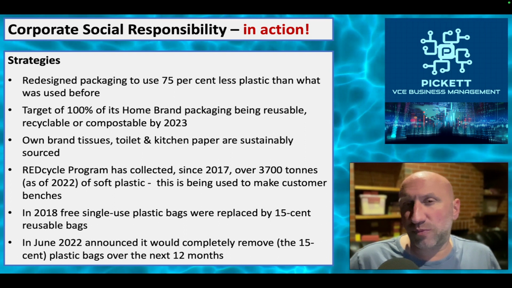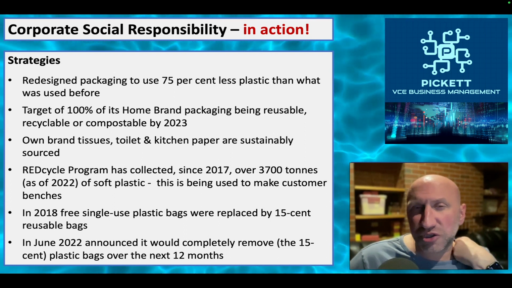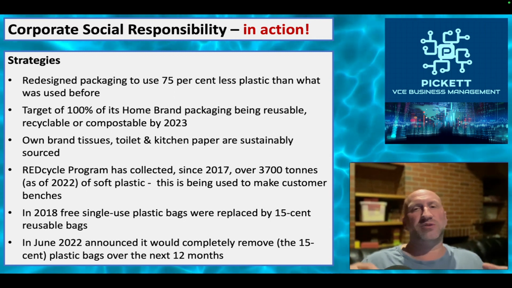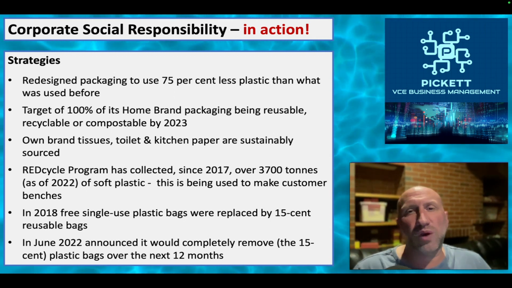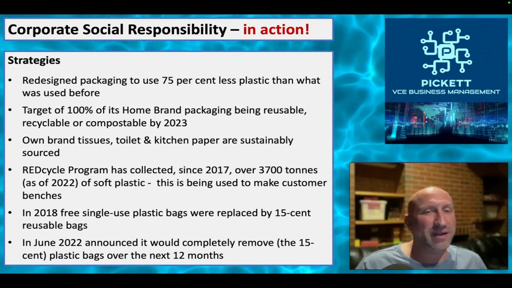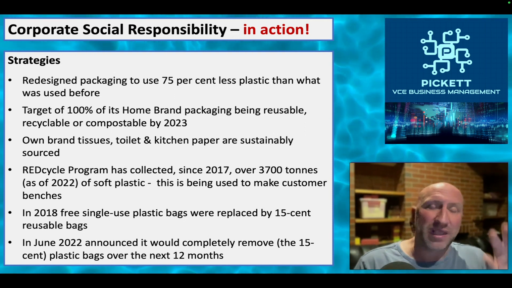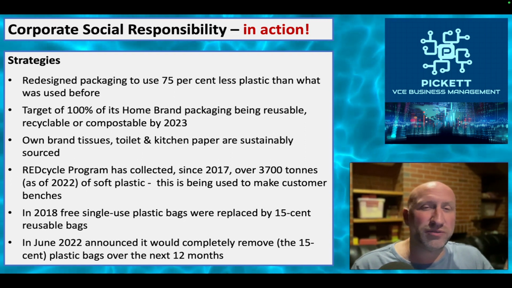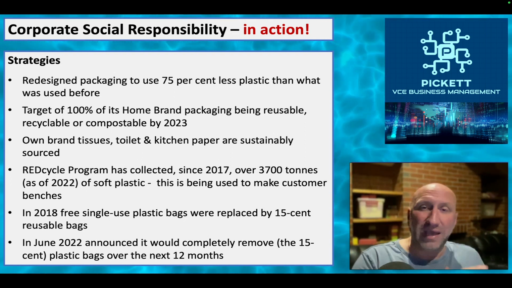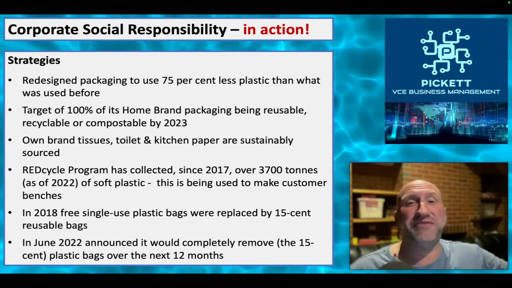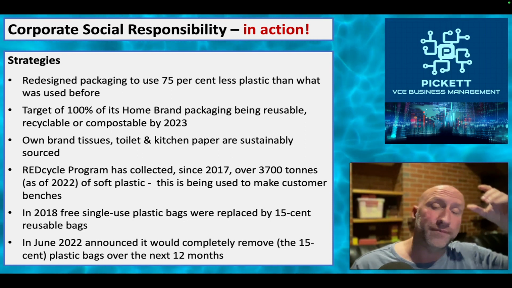And I think the other supermarkets have all followed suit by now, because they were really damaging environments. So many of these things were ending up in waterways, in the ocean, in landfill, really not good for the environment at all. They got rid of those. And then in June 2022, so 6 months ago at the time of recording this video, they announced they're actually going to get rid of those 15-cent plastic bags as well.